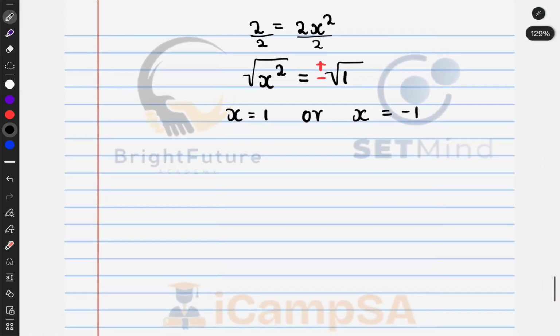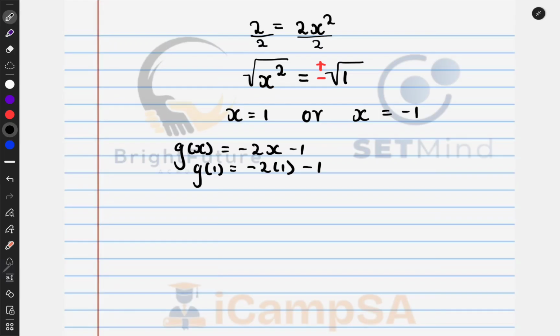So we'll use g at x is equal to negative 2x minus 1. Let's start by substituting x equal to 1, so g at 1 is equal to negative 2 times 1 minus 1, so it's minus 2 minus 1. Minus 2 minus 1 is negative 3. So therefore we have the coordinates of D, which will be 1 and negative 3.